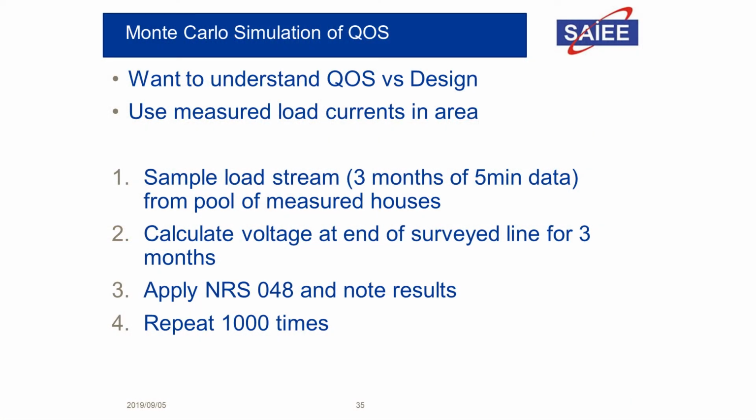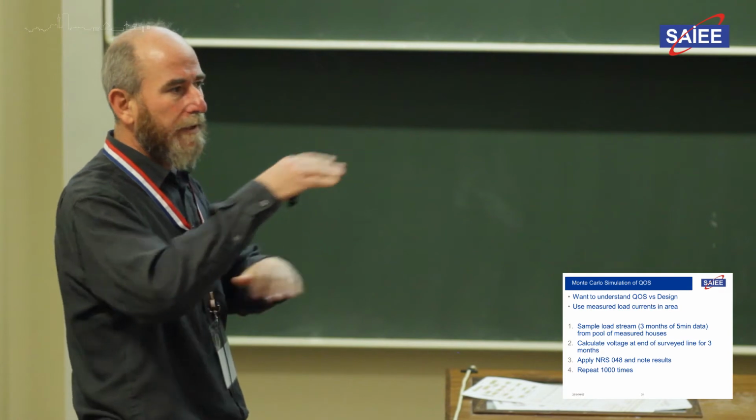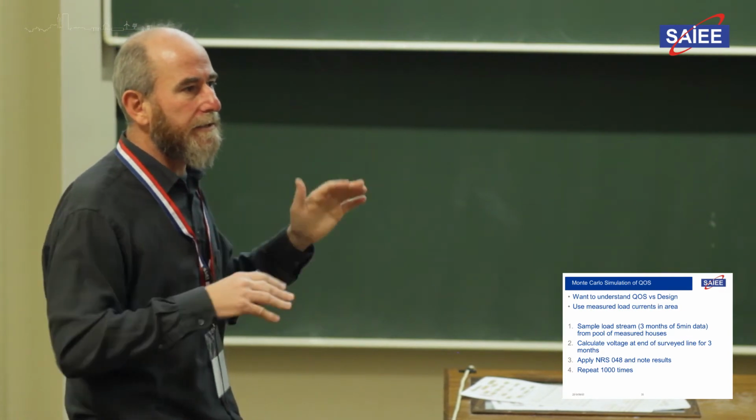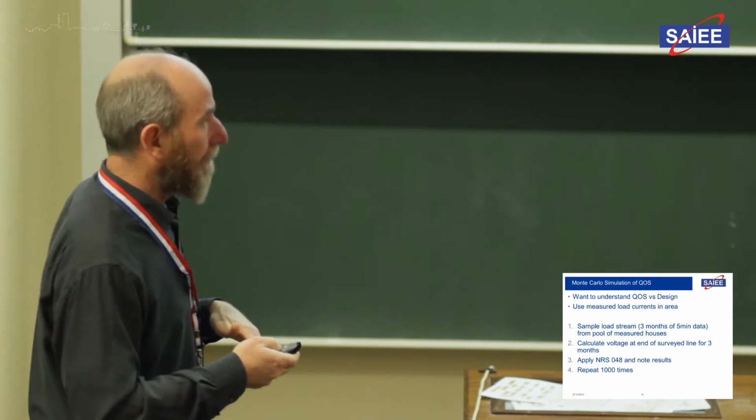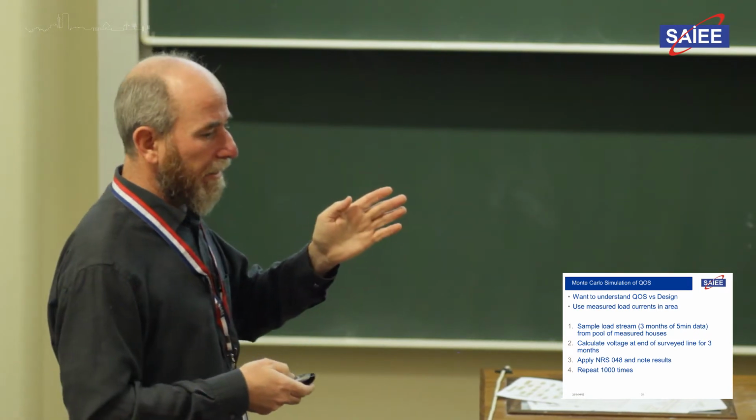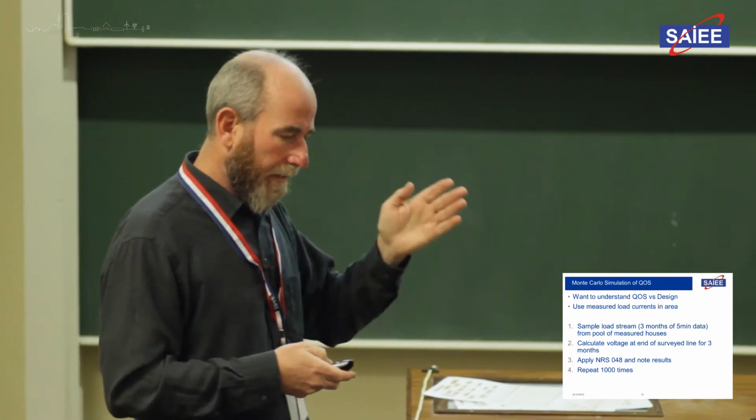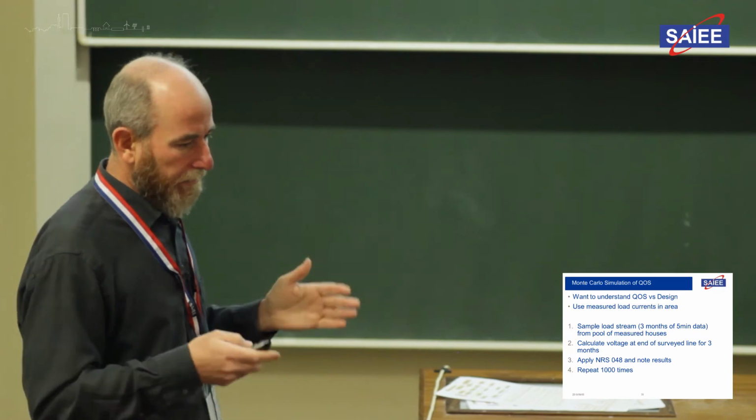Once I've calculated it, apply the NRS 048 criteria to that. So how's the voltage performance of this network? And then I repeat this 1,000 times. So I say, let's just assume we can move these houses around to get a sense of the distribution, because obviously for those networks we're looking at one particular case, and we want to get to a general version of that.